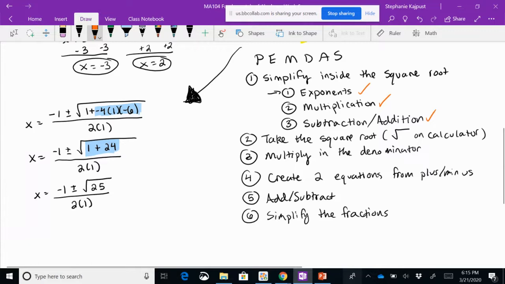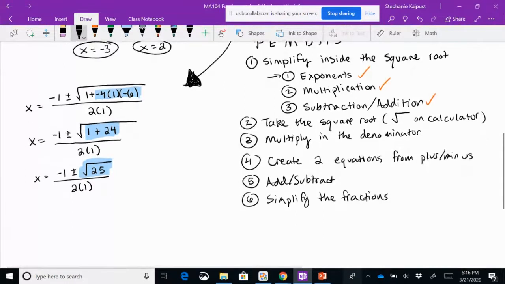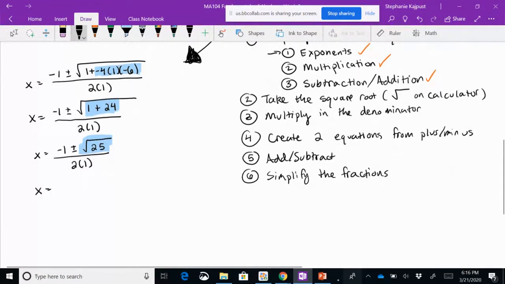The next step is to take the square root. So you're going to take the square root of 25. So you can do this on your calculator. So my calculator has a square root button. Most do. Mine is actually above the x squared button. So I have to hit second to get my square root, and then you just type in 25. And you get a whole number here. We get 5. So we're going to write this as x equals -1 plus or minus 5 over 2 times 1. Sometimes you get decimals when you take a square root, and that's fine, because we're just going to be using what the calculator tells us.